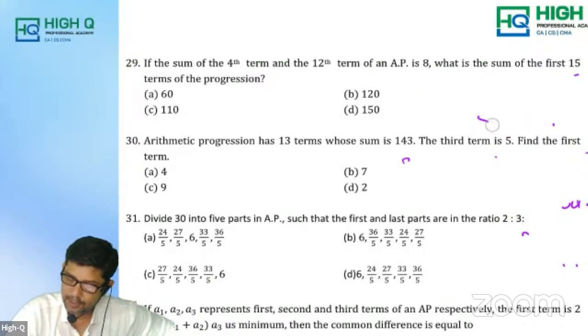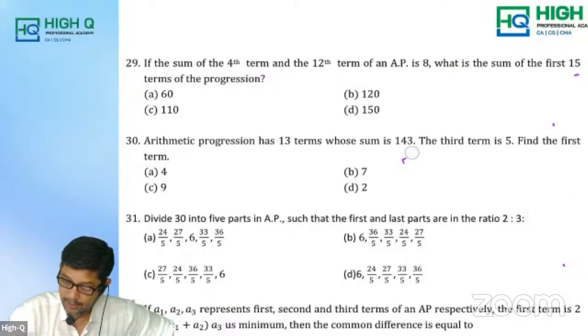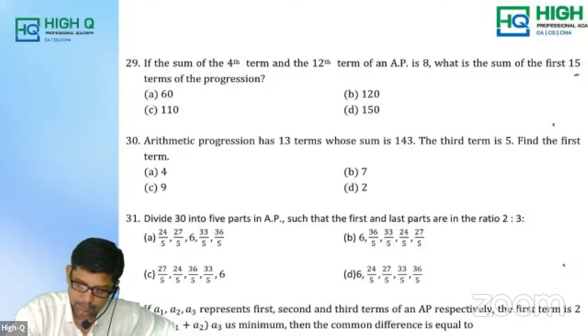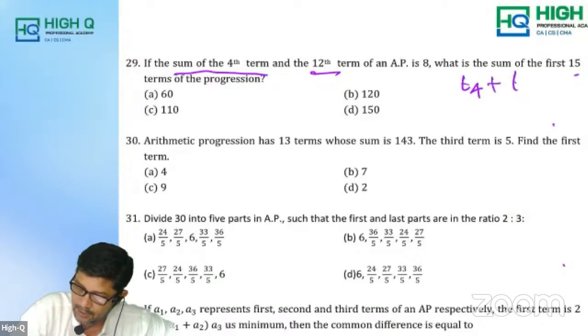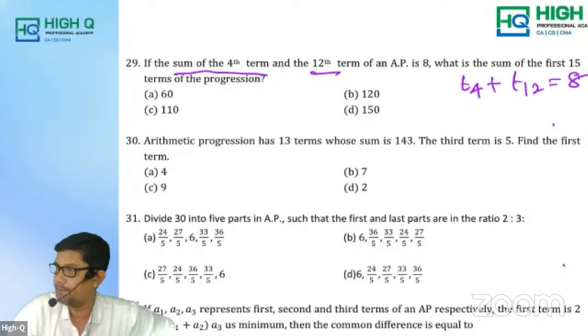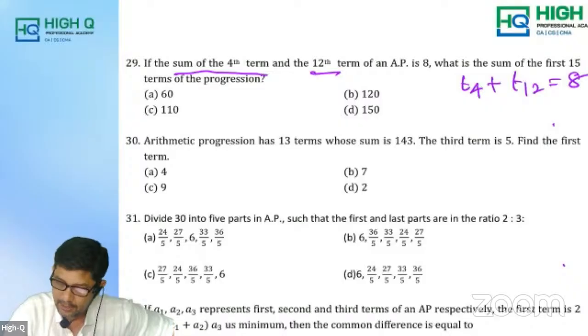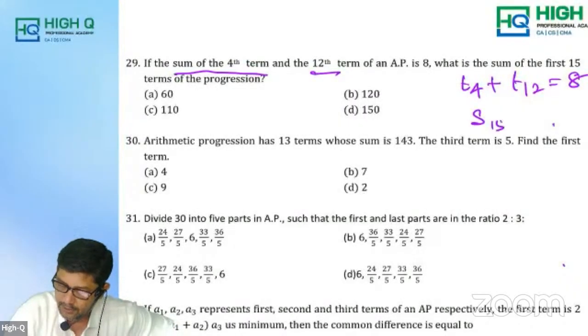I made a blunder mistake. Sorry. Now today, I don't know, so let me just wind up after this. Actually, it is given the sum of the fourth term and the 12th term. It is given T4 plus T12 is equal to 8. And they ask you to find out the 15th term.